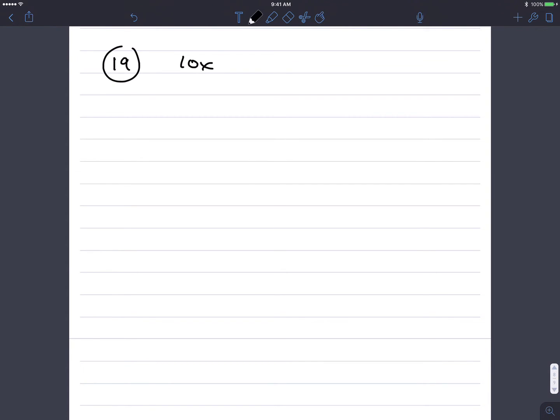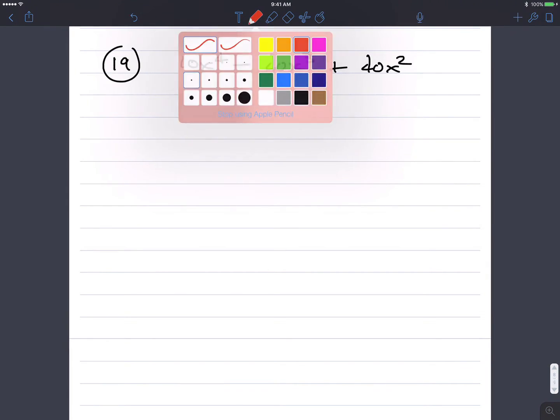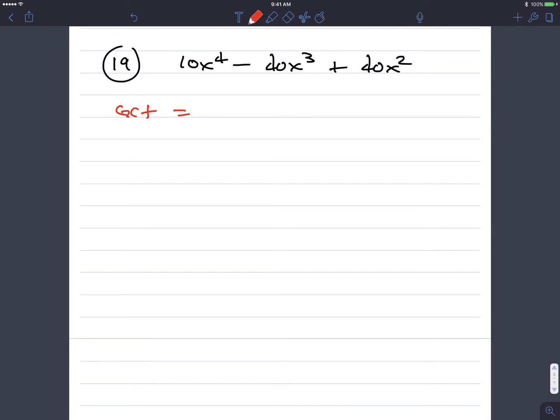We get 10x to the fourth minus 40x cubed plus 40x squared. All right. Greatest common factor. What's your GCF? 10, 40, and 40 is in the number 10? Yes. What about x to the fourth, x cubed, and x squared? Okay. Now let's get the quotient. 10x to the fourth minus 40x cubed plus 40x squared, everything over 10x squared, the GCF. Let's be consistent.